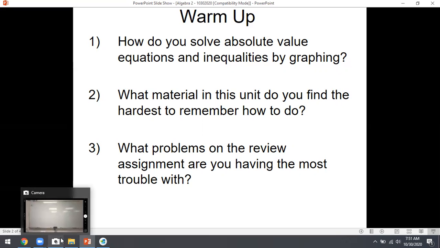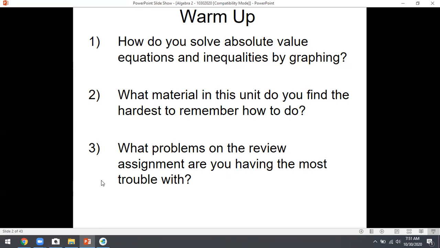Number 2, what material in this unit do you find the hardest to remember, guys? Okay, it's your day. Anything that you're stuck on? Anything you're having trouble with? Don't be bashful. I don't want you to do badly on the test. Anybody? And number 3 is, what problems do you have the hardest time with? Is there any particular problem you're stuck with? 21. Let's look at that. Oh, that is gross. Sure.